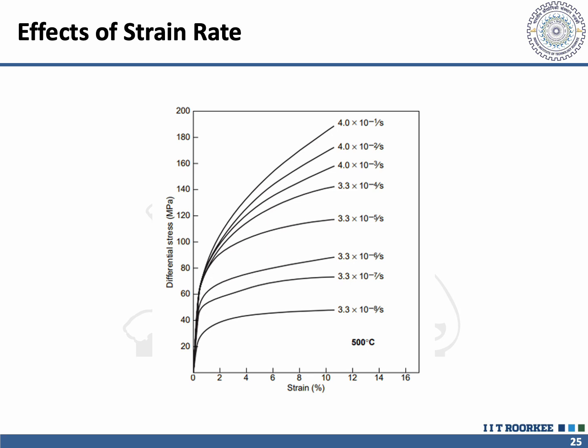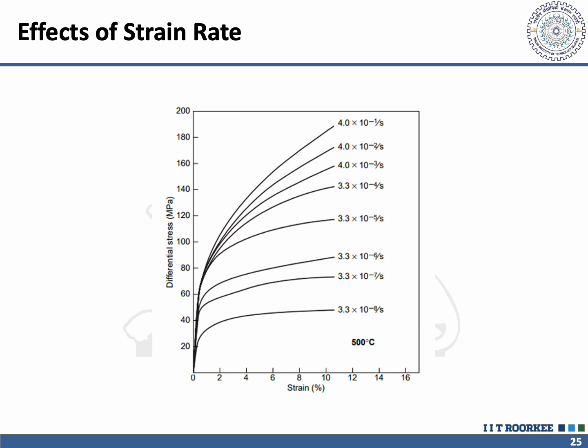This graph shows the effect of strain rate on the stress strain behavior of rock at a constant temperature of 500 degrees Celsius. It helps visualize how fast deformation or strain rate influences rock strength and ductility. The x-axis, like before, represents the strain in percentage and the y-axis represents the differential stress in megapascal. Each curve corresponds to a different strain rate in second inverse, ranging from fast deformation around 4.0 × 10^-1 second inverse to slow deformation around 3.3 × 10^-9 second inverse, which is at the bottom.